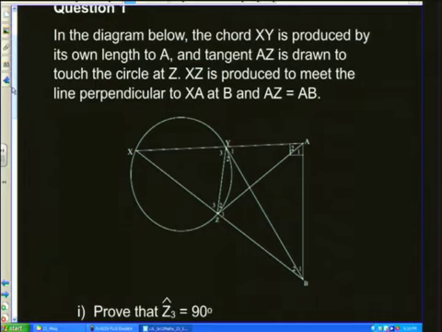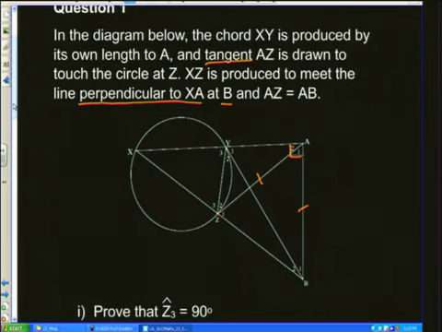Let's read it carefully. In the diagram below, the chord XY is produced by its own length to A. All right, guys, the value of that statement is that it's saying that your line from X to Y to A is all a straight line, so there's no curve or bend in that line. And tangent AZ is drawn to touch the circle at Z, okay, so there's our point over there. And XZ is produced to meet the line perpendicular to XA at B. So there's the 90 degrees that they're referring to over there. And the line AZ is equal to AB. So this line over here is equal to that line over there. All right, so they've given me a bit of information there.